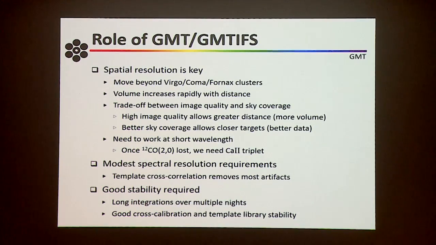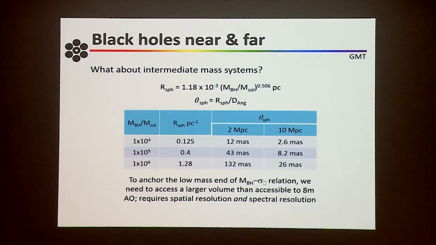We also want to be able to work at short wavelengths. Once we lose the CO lines, we need to use the calcium triplet. On the other hand, the spectral resolution requirements are relatively modest. One thing, however, we do require is good stability. We want to be able to do long integrations over multiple nights, and we want to be able to do good cross-correlation between our observations and the template library. So that's a key stability requirement there.